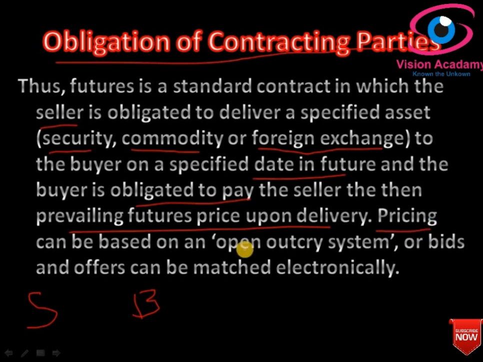The pricing can be based on the open outcry system. Earlier in the BSE, it happened on a floor, where price was fixed based on demand and supply. That is the open outcry system, or bidding. Now offers can be matched electronically. What is happening in the exchange now is that demand and supply are matched electronically, and the price is fixed electronically.